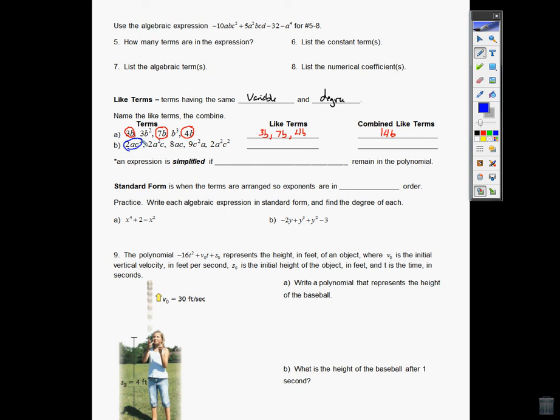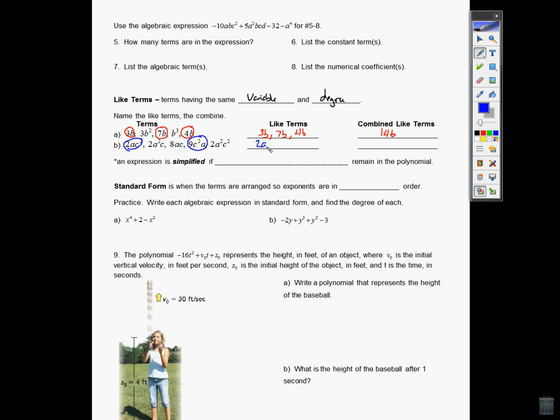A to the first c squared. These are switched, but it's still a to the first and c squared. So that will work. It's being a little bit tricky there. And then our last term is a squared c squared. So other than these two, we don't have any other like terms.